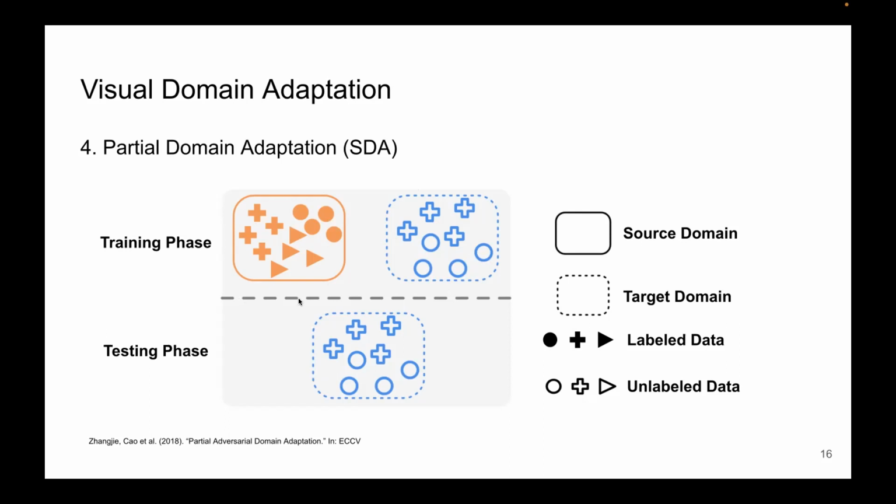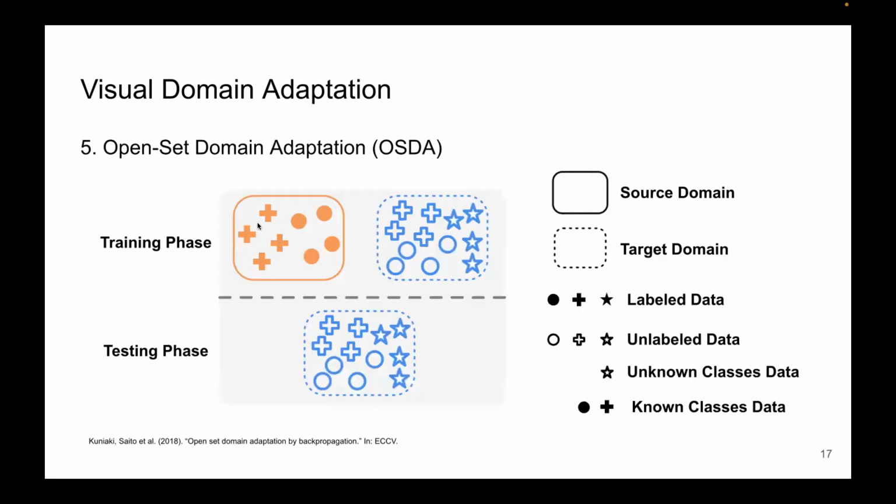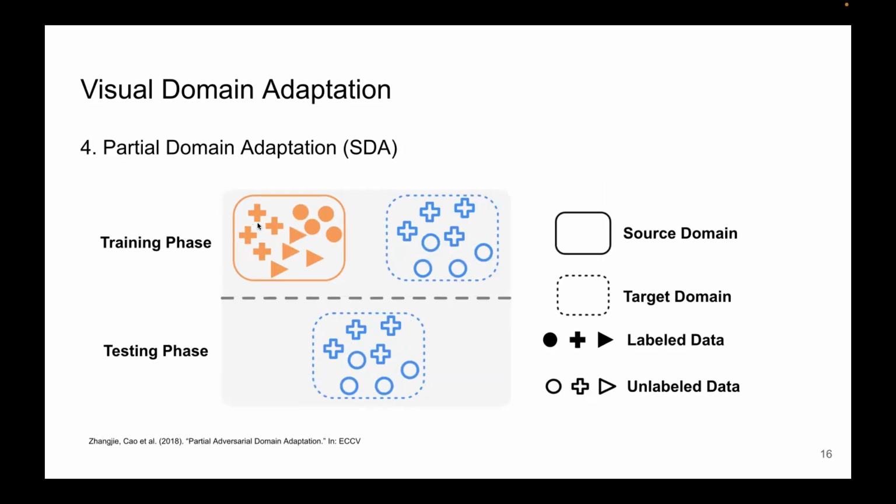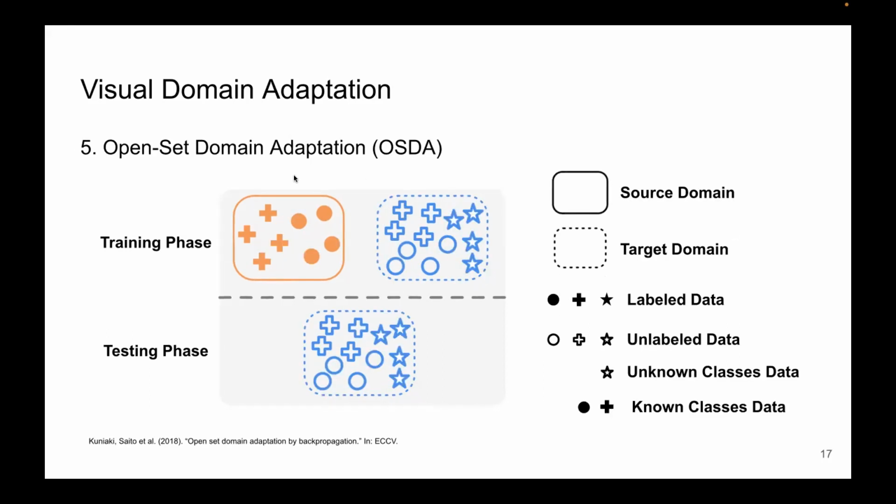In other words, this setting reflects the assumption that the label space of the source domain and target domain should be consistent. And that's one way, right? So we consider that the label space of the source domain is larger than the label space of the target domain. If you think about this setting in an opposite way, this is open set domain adaptation.